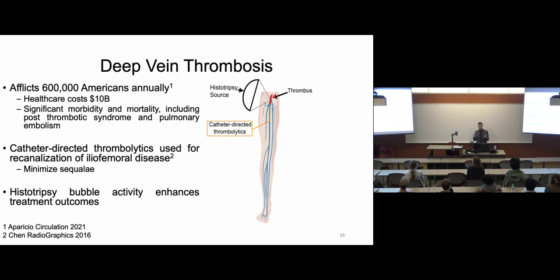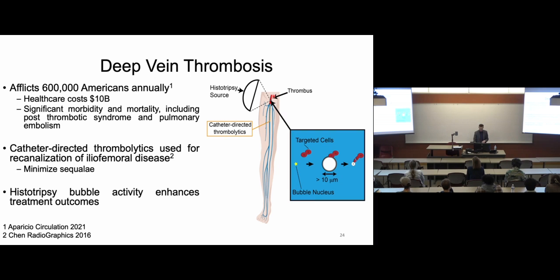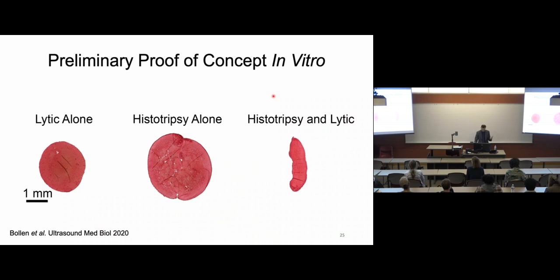So we envision histotripsy may be used as an adjuvant for this catheter-directed therapy. We think that by using histotripsy, we can break down the cellular components of the clot, allowing better distribution of the drug and therefore better resolution of the treatment. And so we've done a couple of pilot studies, and we see the combination approach seems to work pretty well. So what you're looking at here are histological sections of clots treated with the drug alone. You can think of this as the standard of care.